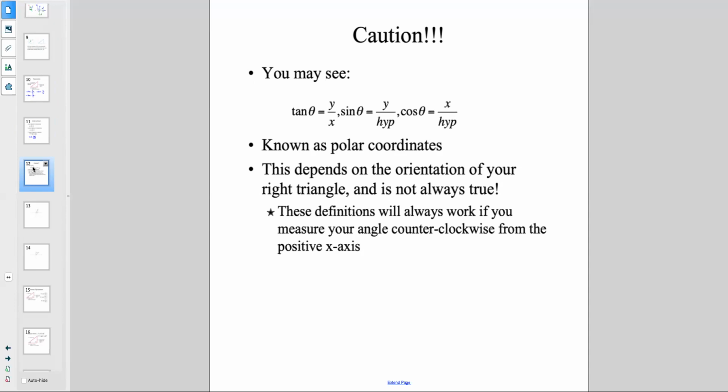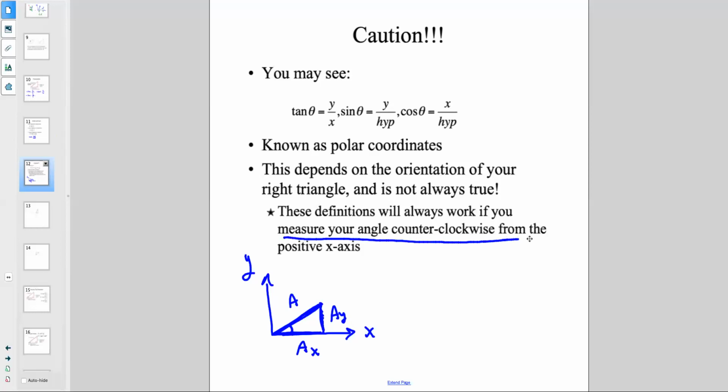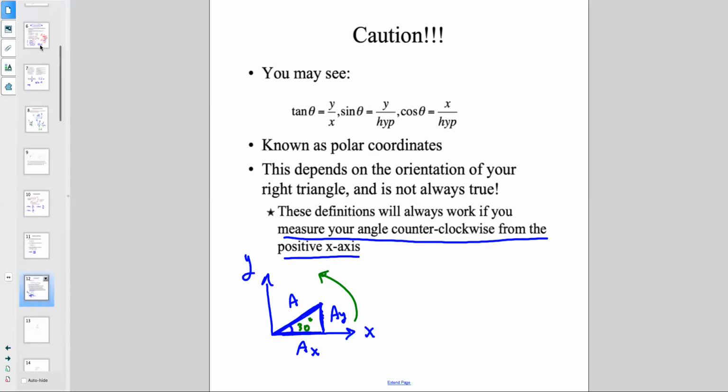So in other words, kind of like what we had. We had x and we had y, and this is a vector, for example, vector a, with a along the y direction, a sub y, and a along the x direction, a sub x. So in this angle, if you measure your angle counterclockwise from positive x, for example 30 degrees, kind of like the car that we had here, you remember this?